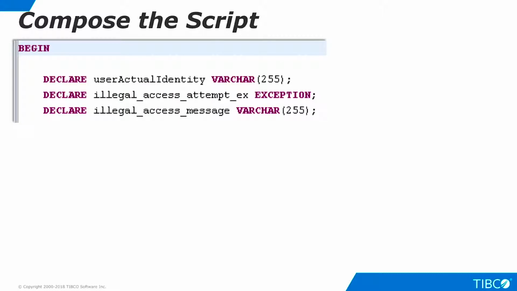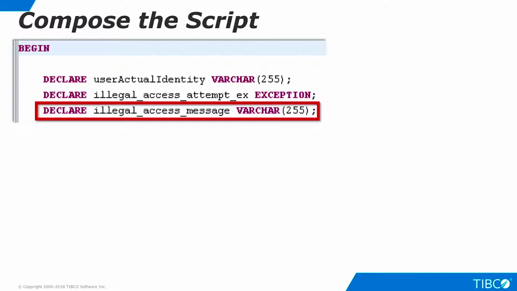The script's statements are placed between the begin and end statements. We declare a work area we'll be using, an exception object, and another work area for building the message we want to associate with the exception. Notice that statements must end with a semicolon.